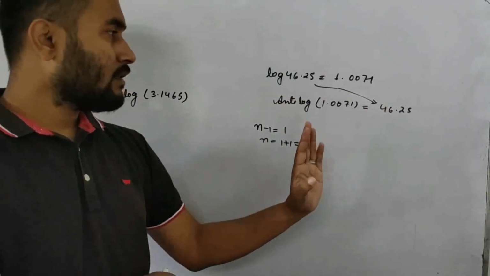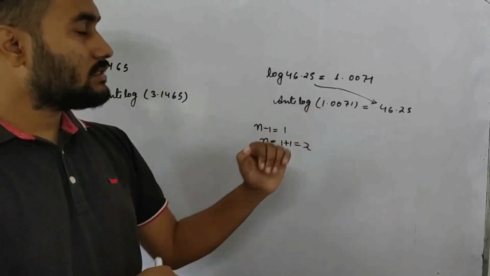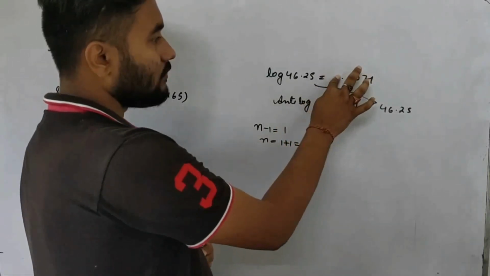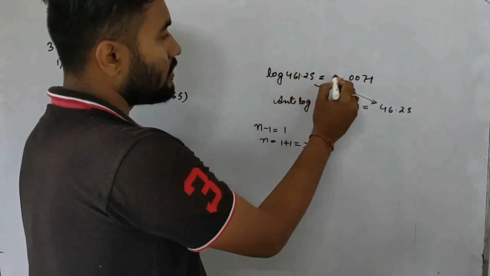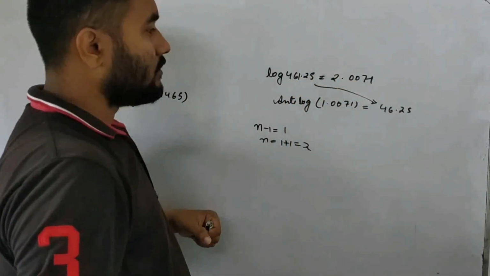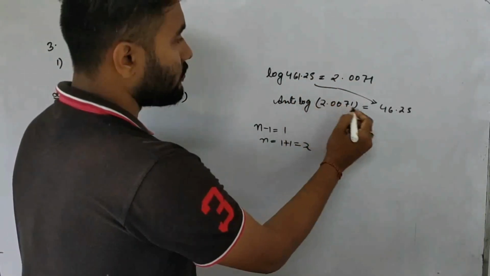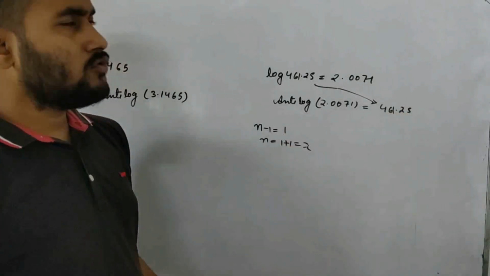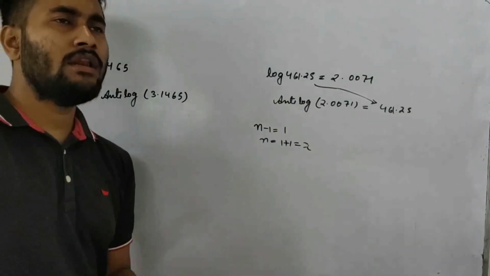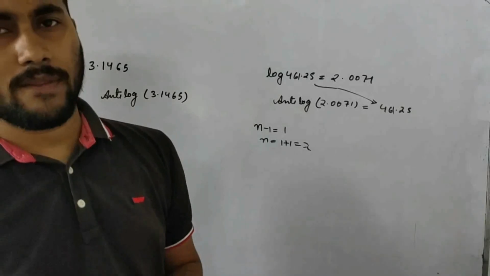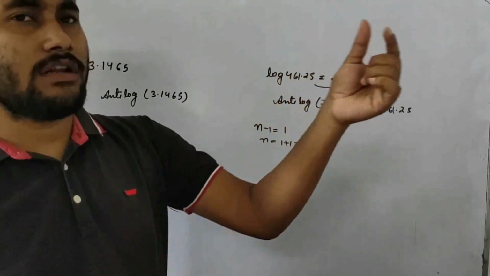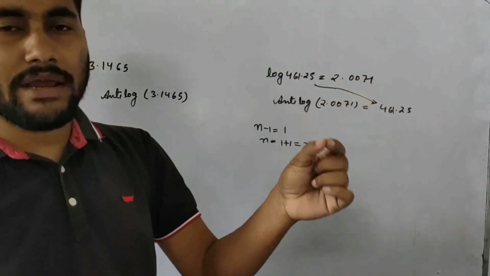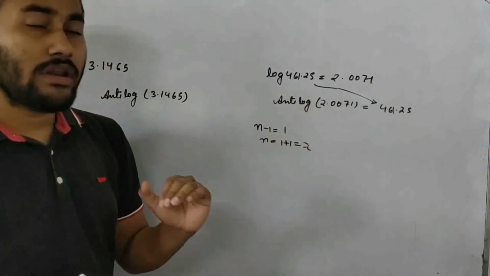This is totally up to the table, but this thing is there. Suppose here one more 1 is there, so over here we get 2 point, right? So your answer will be what? Now you think: when will the characteristic become 2? If the point is after 3 digits, then only 3 minus 1 will become 2, right? So you have to think like that.